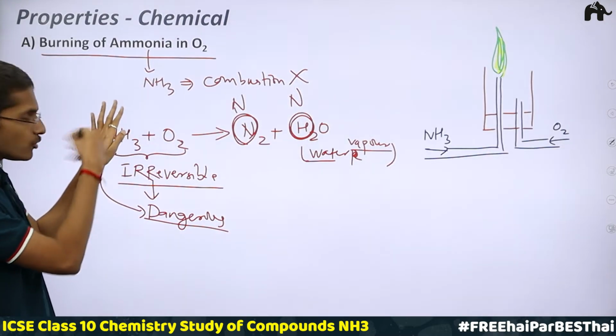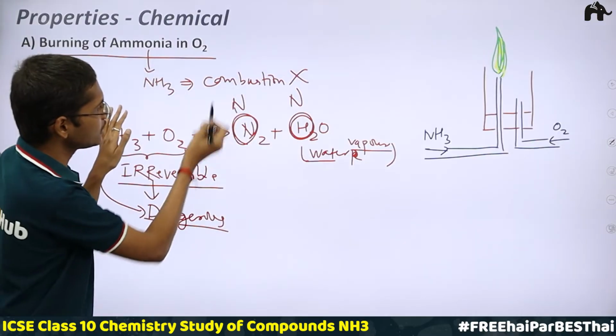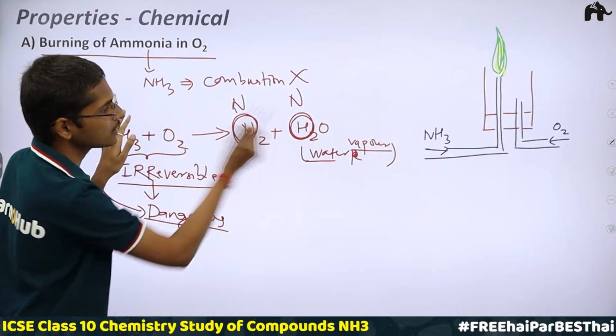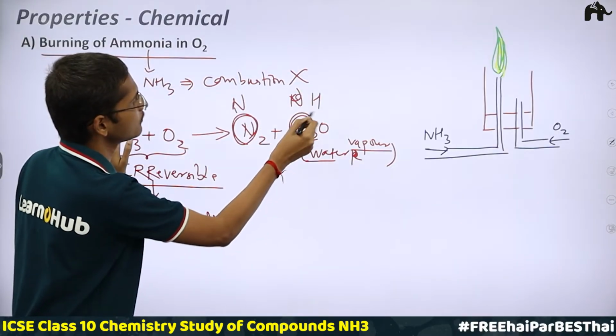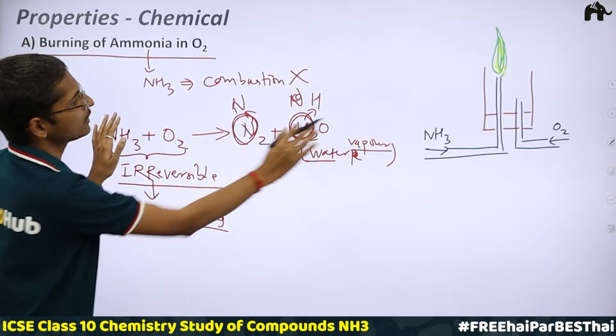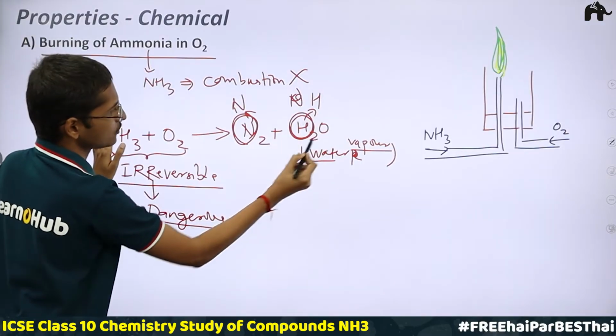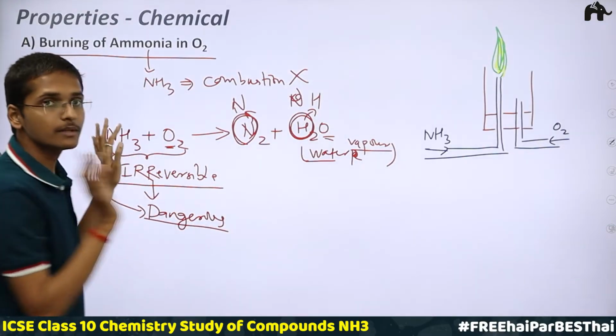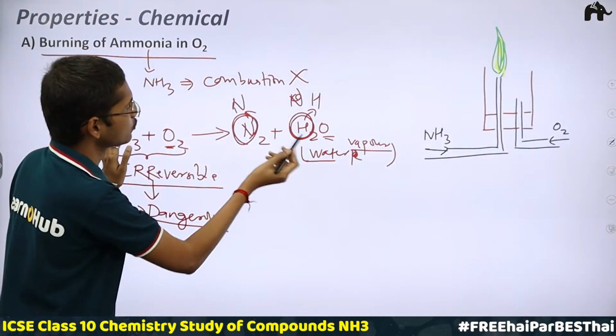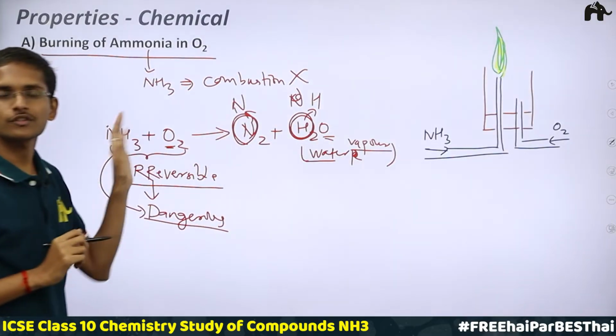What is there in ammonia, we don't know. But now we know that there is nitrogen, hydrogen and oxygen in the products. This oxygen is from the oxygen we supplied, but the rest of the elements would come from ammonia itself. So that's why we come to know from this reaction that ammonia is made up of nitrogen and hydrogen.